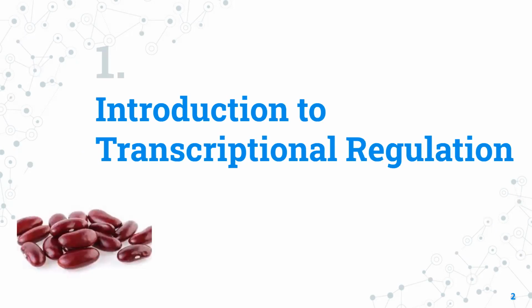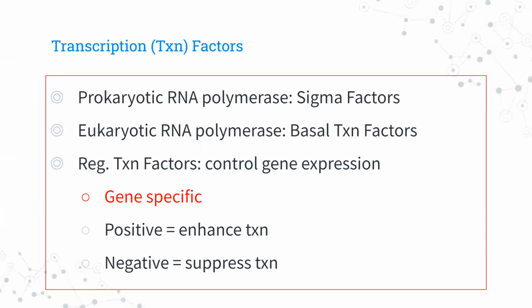All right, so we're going to start with intro to transcriptional regulation. For prokaryotes, the RNA polymerases are sigma factors. These are transcription factors that are found in prokaryotic cells. In eukaryotes, it's basal transcription factors. This is more of a term definition, so if you write this on your note card, you'll be golden. Just know that those are the types of transcription factors in each cell. And then we have regulatory transcription factors, which control the level of gene expression, how often and frequently your genes are expressed. These are gene specific, and there are positive and negative. You can infer that positives would enhance transcription, so you'd be doing transcription more, whereas negative are the opposite.